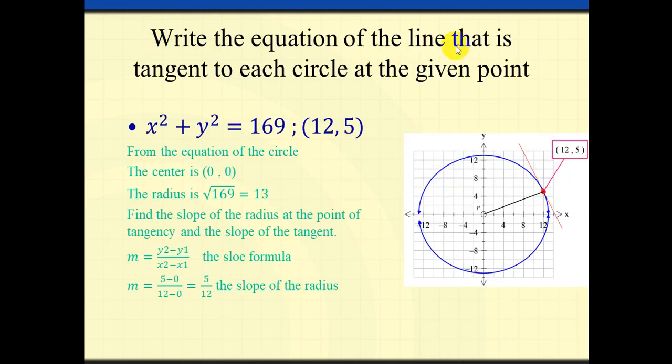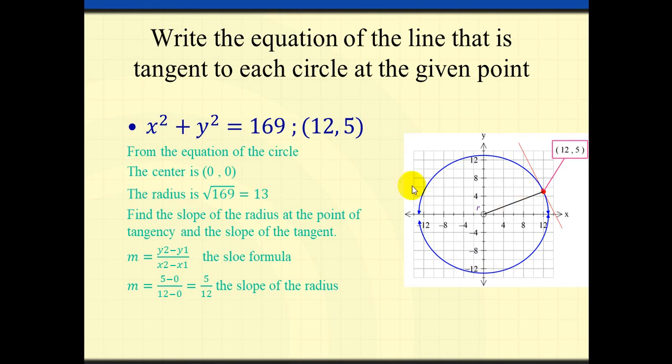Write the equation of the line that is tangent to each circle at the given point. x² + y² = 169, and the point is (12, 5). From the equation of the circle, we can get the center. The center is (0, 0), and the radius is the square root of 169, which equals 13.